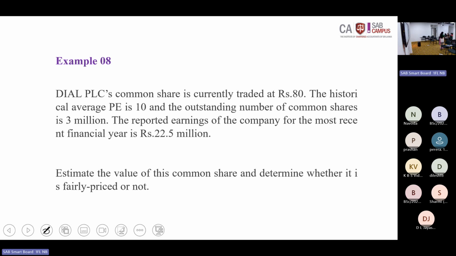Then write it down. PE multiple. Second line, PE multiple equals share price divided by EPS. PE multiple equals share price divided by the EPS. Okay, now it is very easy.